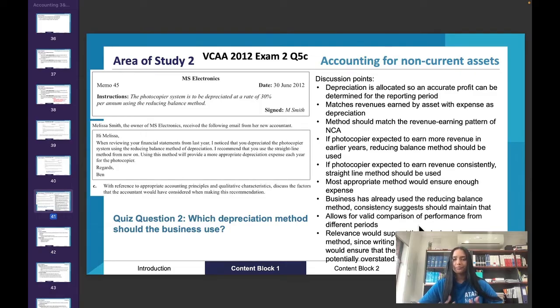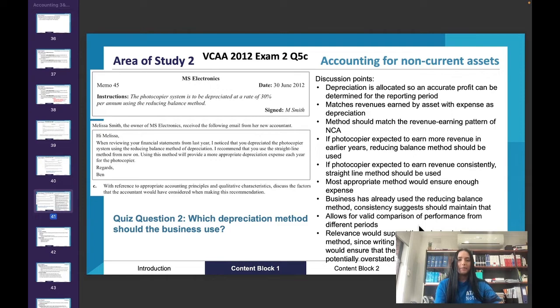So, if the photocopier is expected to earn more revenue in the earlier years or the start of its useful life, then the reducing balance method should be used. However, if the photocopier is expected to earn revenue consistently and be just as useful at the start of its life as it is at the end, so be very consistent, then the straight line method should be used. And by selecting the most appropriate method, this would ensure that there's enough depreciation expense to match the revenue earning pattern.